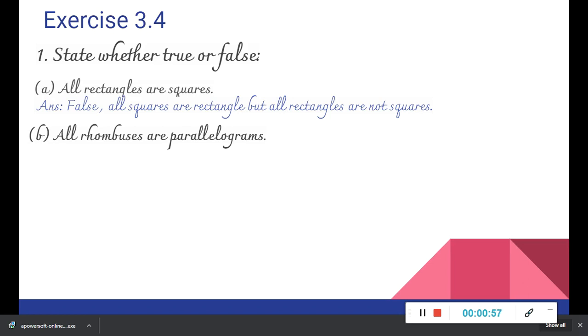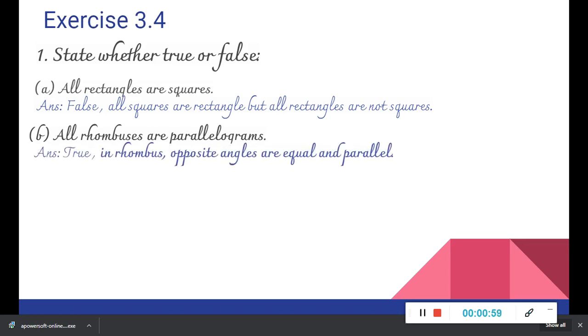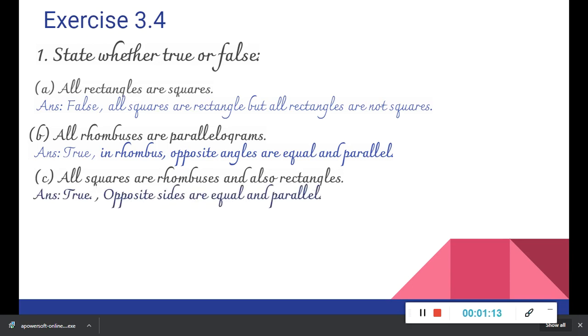Yes, correct. Because in rhombuses, opposite angles are equal and opposite sides are parallel. So that is why it's a parallelogram. Now see, all squares are rhombuses and also rectangles. That is also correct because both rhombus and rectangle have opposite sides equal and parallel. All squares are not parallelograms.